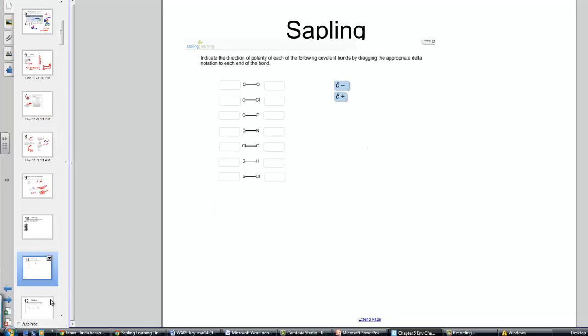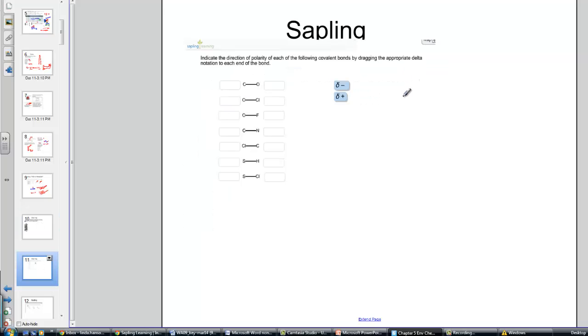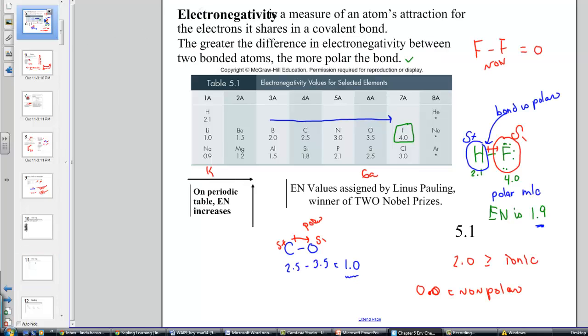Let me see if I can clear that up. This is the same slide, I'm just cleaning it up here. So here's the sapling. Indicate the direction of polarity for each of these covalent bonds by dragging the appropriate delta notation. Is it partially negative or partially positive? And that brings us back to this little slide here.